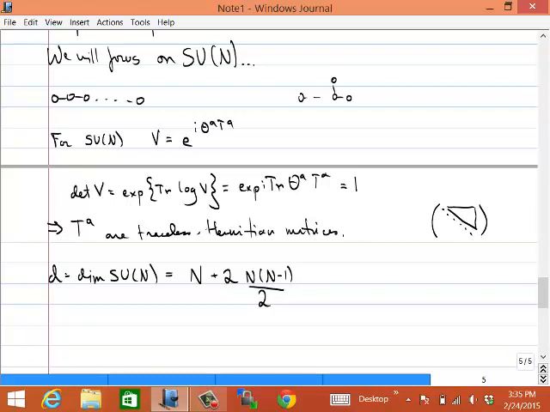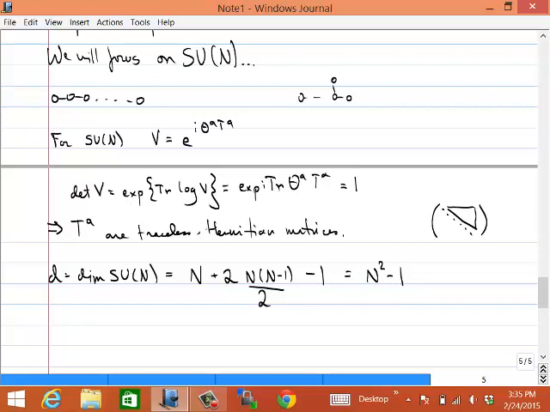And then you have to impose the fact that the matrices are traceless. So the sum of the eigenvalues has to be equal to zero. So you subtract off 1 from that, because one of the eigenvalues is constrained by that. So that, if I have done everything correctly, should be N squared minus 1.